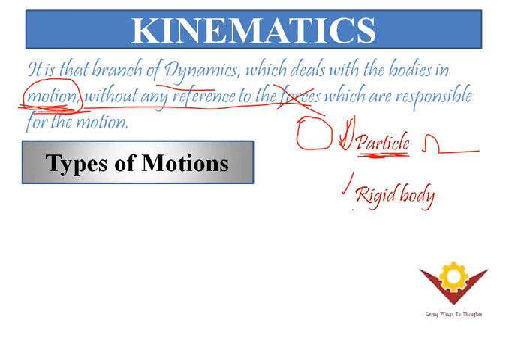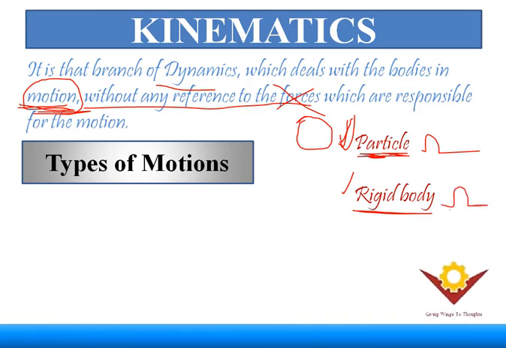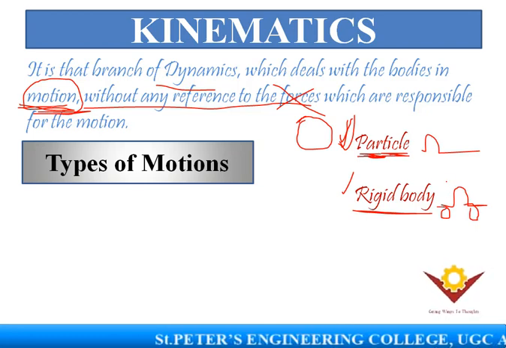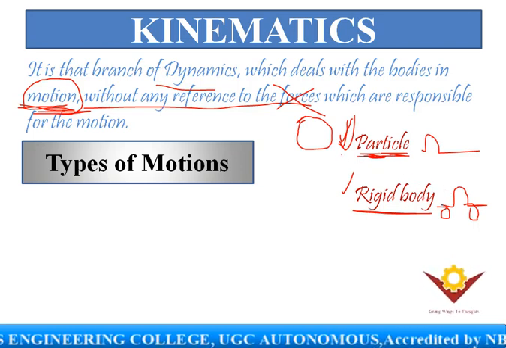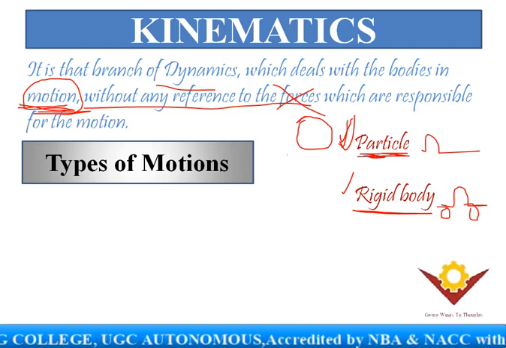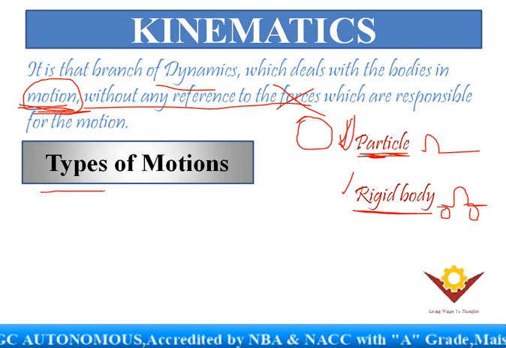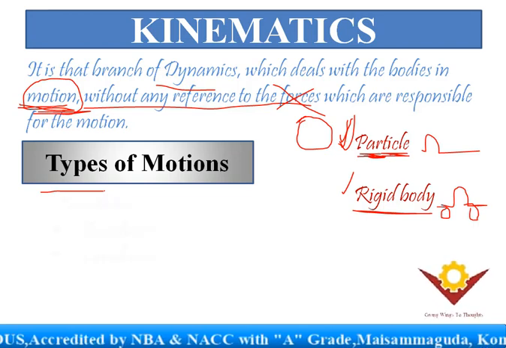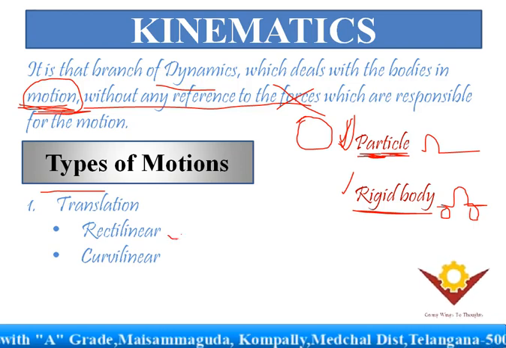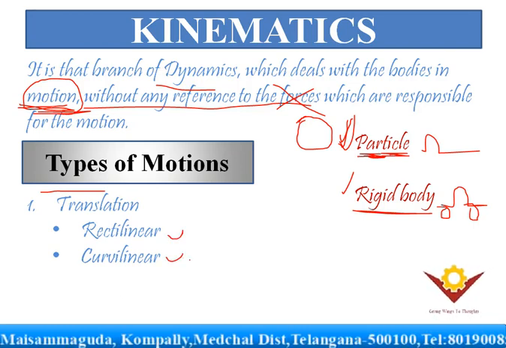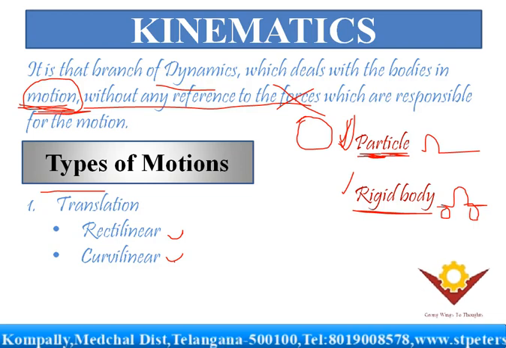Right? While coming to rigid bodies, we'll make an assumption that the body will be the same thing. Like if it is a car, it will be a car. If it is any vehicle, it will be a vehicle. But we won't consider it as a particle. We'll consider it as a rigid body. Why are we doing this? To simplify the problems. And now we'll see what are the types of motions we have in this session. The first one is translation, and this is again subdivided into two parts: rectilinear and curvilinear.